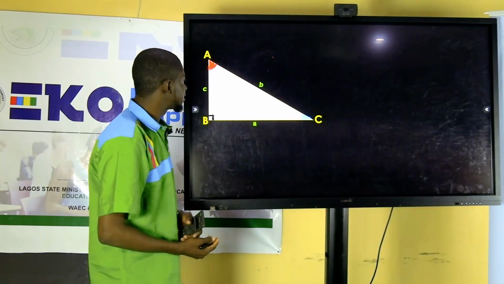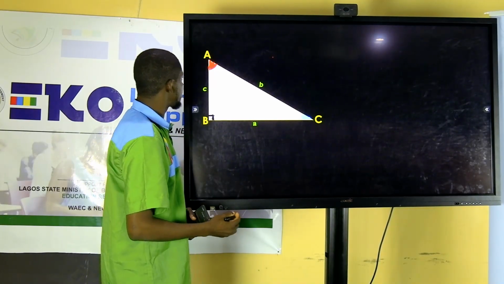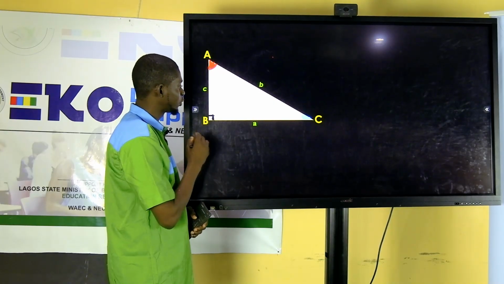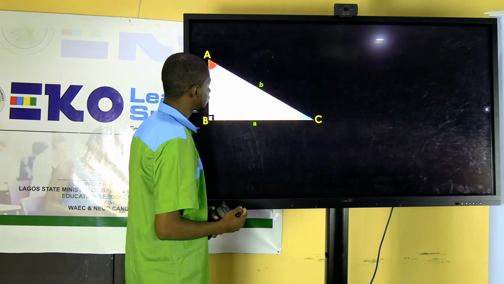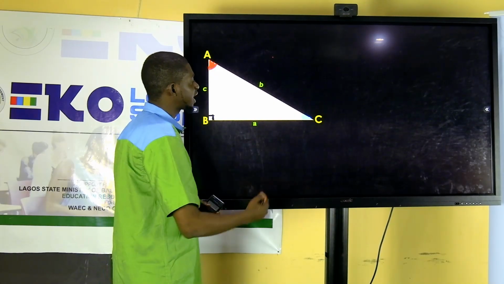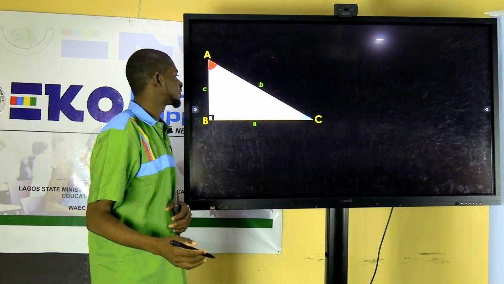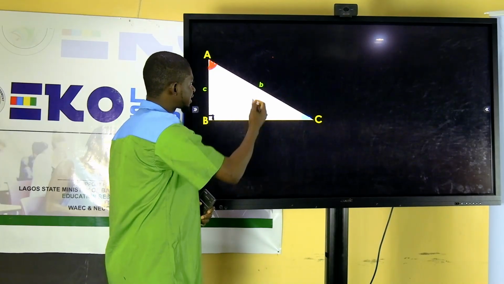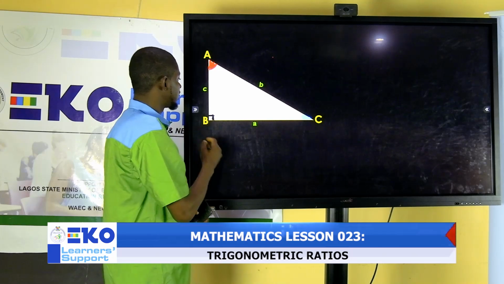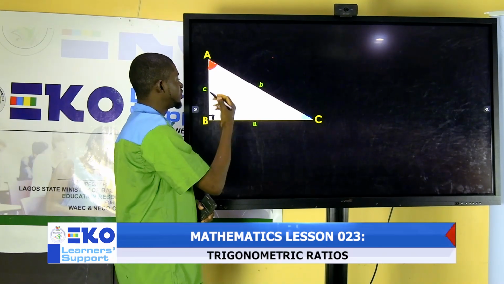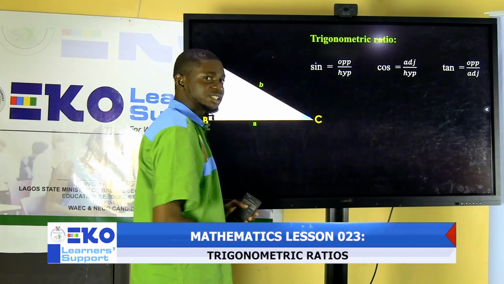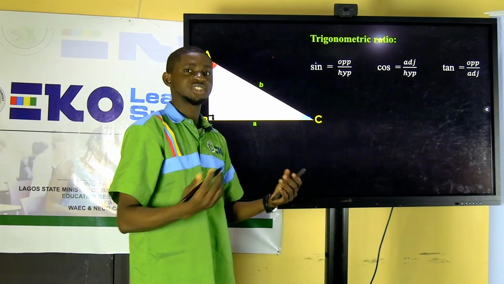So let's consider this right angle triangle where we have angle A, angle B, which is the right angle there, angle 90 degrees, and angle C. So we want to look at the trigonometric ratios, the sine, the cosine, and the tangent, their relationship with the sides. We have the side A, which is facing angle A, side B facing angle B, and side C. So trigonometric ratio expresses the relationship between two sides.